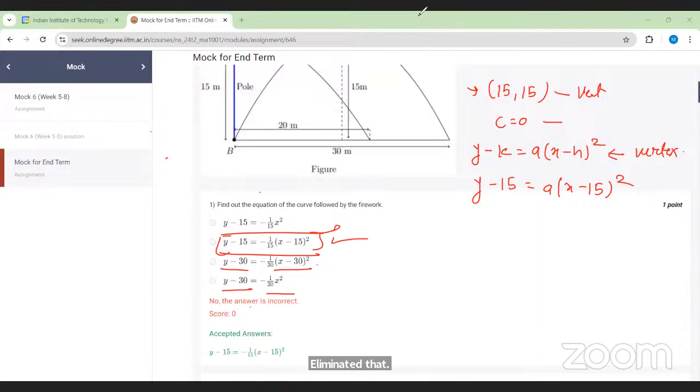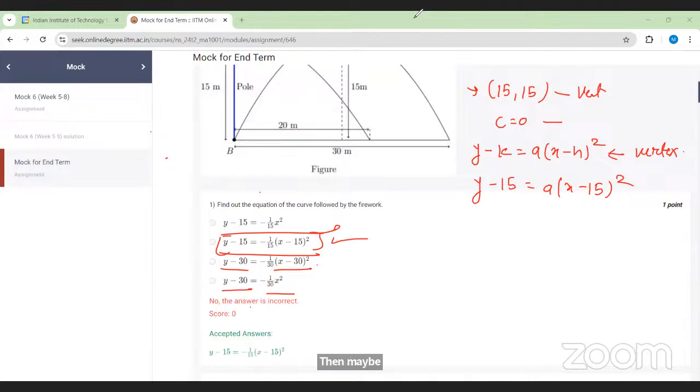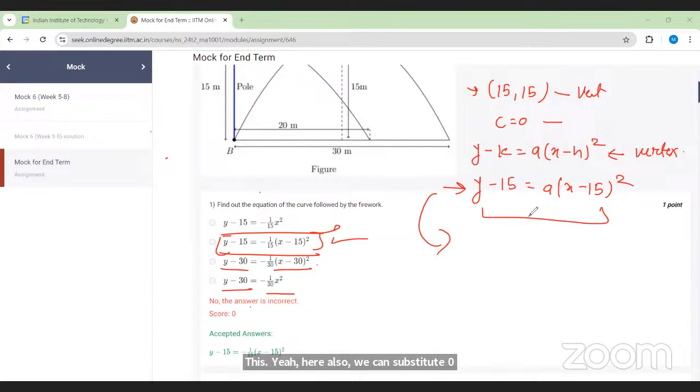Ma'am, the only thing we weren't able to find was the value of A, right? Yeah, I don't think we can find the value of A using the same context. Ma'am, if we substitute 0, 0. Yeah, for finding A, can we substitute? It is 30, 0. Here also we can substitute. x is 30 and y is 0. If you substitute, you can get the right A value. Correct. This is the parabola equation we got.